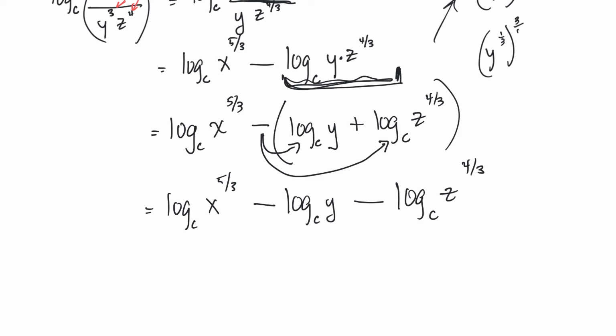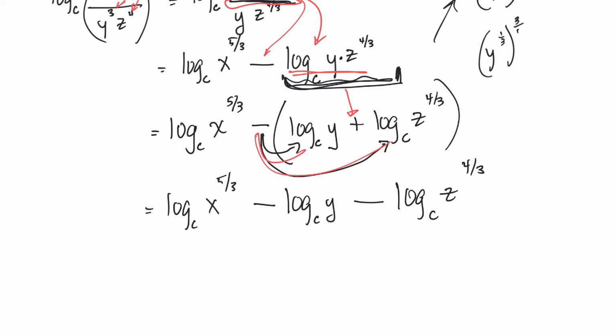Okay, hope things aren't hurting too bad. So this first step that I did, from here to here, that was the quotient rule. I was dividing, and it changed it into a minus. And then this one here, that was the product rule that got me to there. And then that's just the distributive property that applies that negative sign.